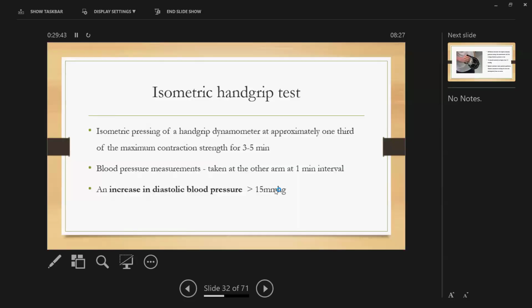Now, another test is the isometric hand grip. It is similar to that. Here we ask the patient to do a hand grip, similar to doing an exercise.